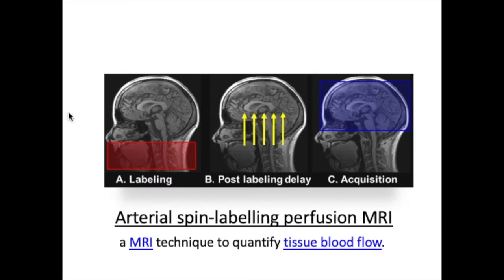Now, there are different ways to use fMRI. In Wang et al., they use a technique called arterial spin labeling perfusion MRI, to quantify tissue blood flow. They use this technique to see the blood flow in the brain. Okay, what is arterial spin labeling perfusion MRI?